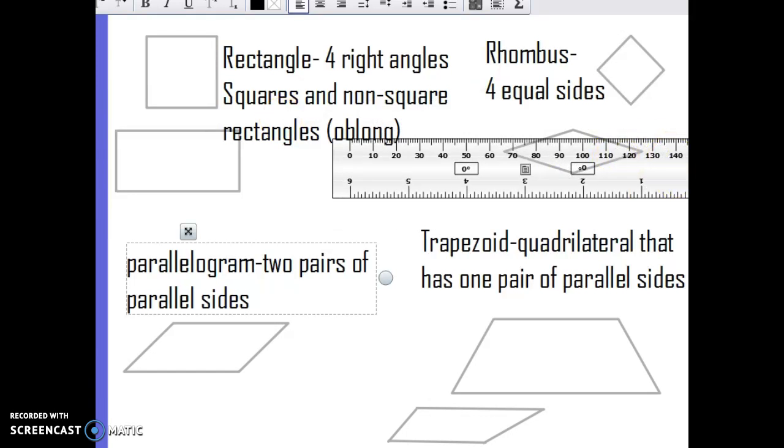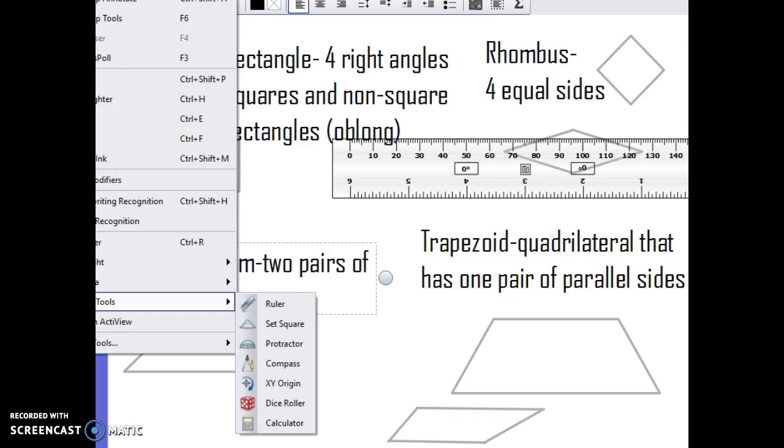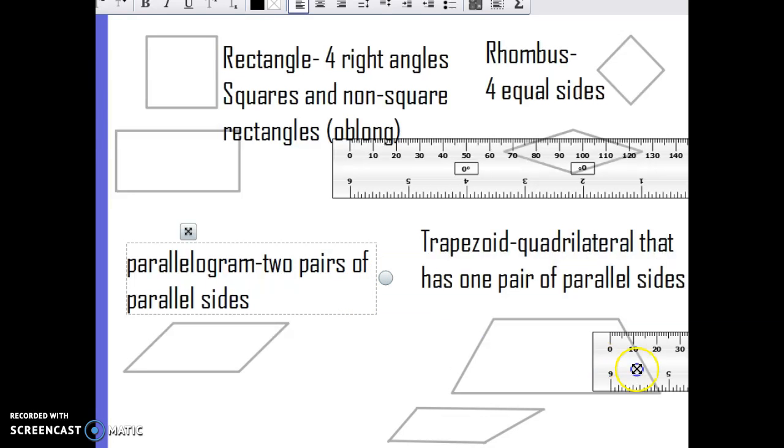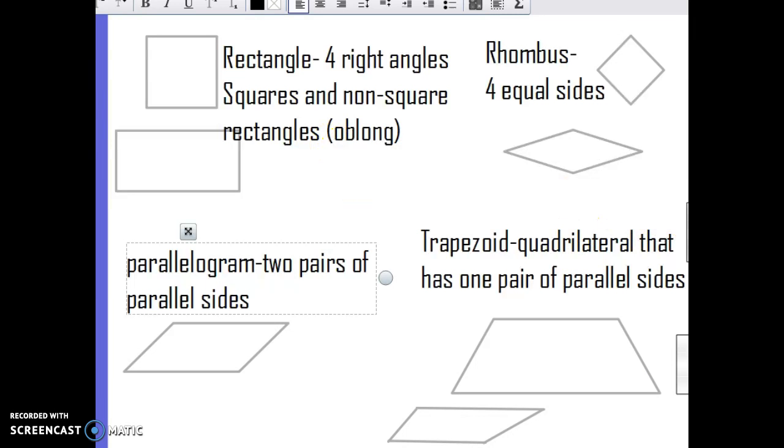Let me take away this tool. Oh, no, I didn't want to. Anyway, alright, so let me write the word quadrilateral, because that's important, that all of these are quadrilaterals, and then we'll be done with this review. So all four of these shapes, again, are quadrilaterals. Let's go over them one more time. I'm going to highlight them as we go.